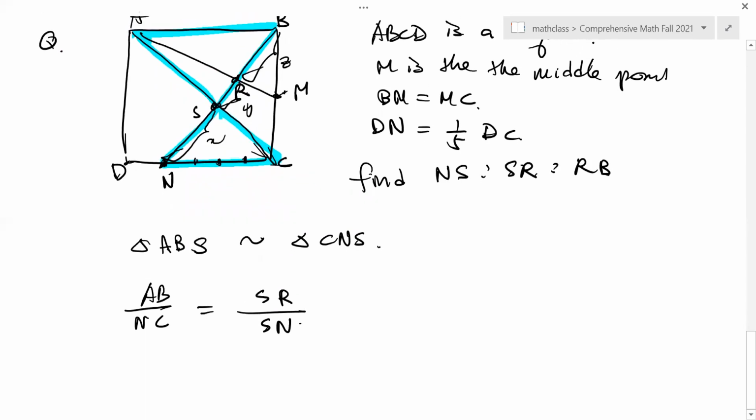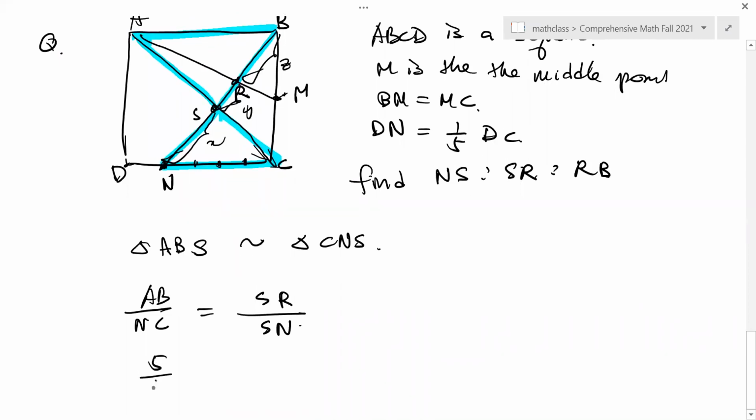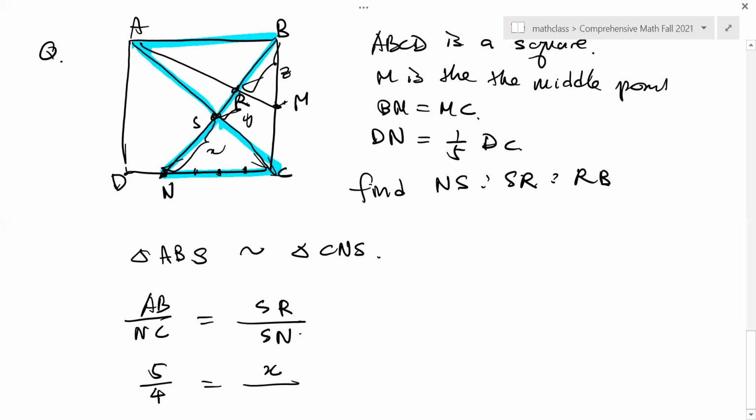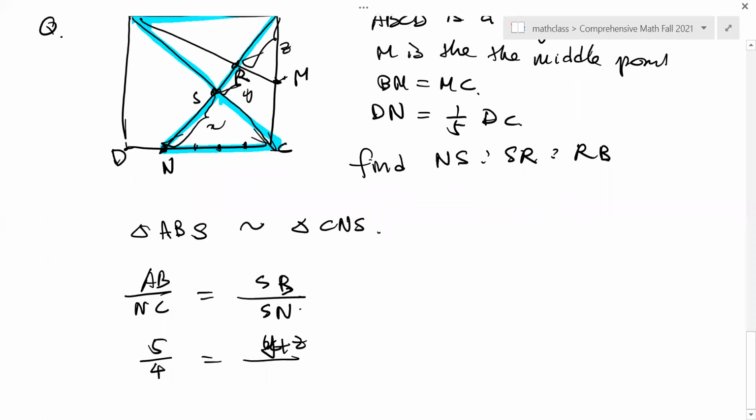On the left-hand side, AB over NC, it's clear. AB is 5, so it's 5 over 4. That's how we divide. ADC, so that's going to be SB. It's going to be Y plus Z, and that will be X. So you get one identity already.